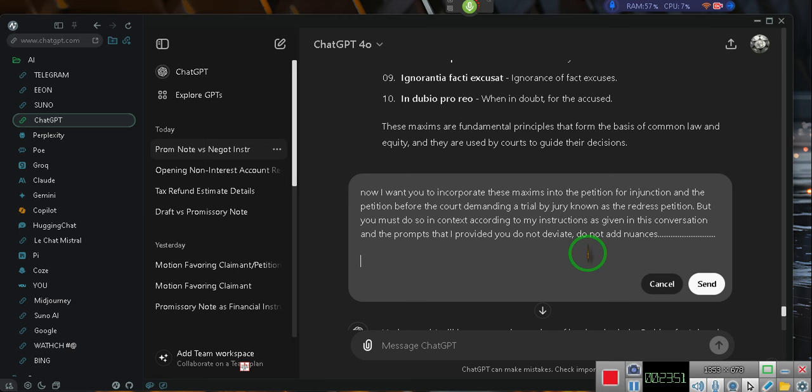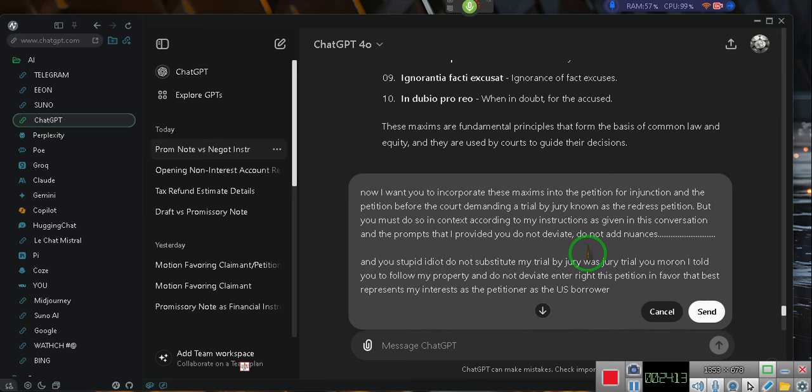And you stupid idiot. Do not substitute my trial by jury with jury trial, you moron. I told you to follow my prompt and do not deviate, and to write this petition in the favor that best represents my interests as the petitioner, as the U.S. borrower, comma, and you are to do so in a way to where it is more than likely to be successful. Exclamation mark. Is that understood, idiot?